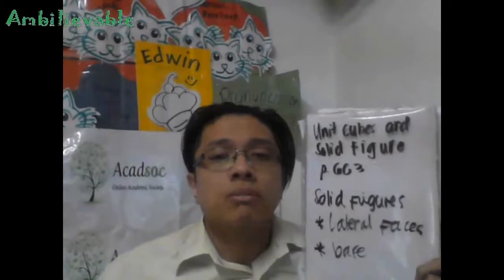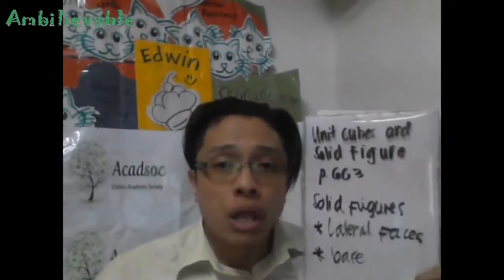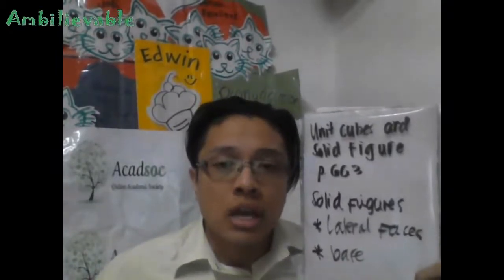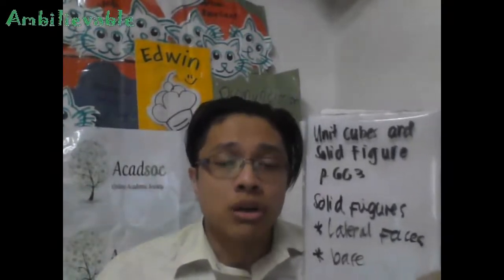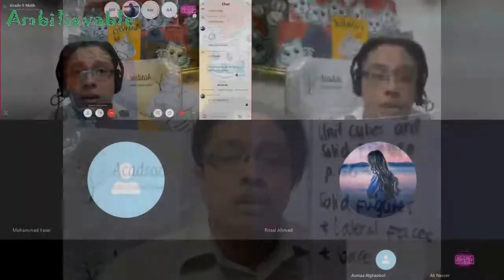A prism is different from a pyramid. A prism has two bases, while a pyramid has one base, as well as a cylinder and a cone. A cylinder has two circles, which are the bases, and a cone has one circle, and that's its base.